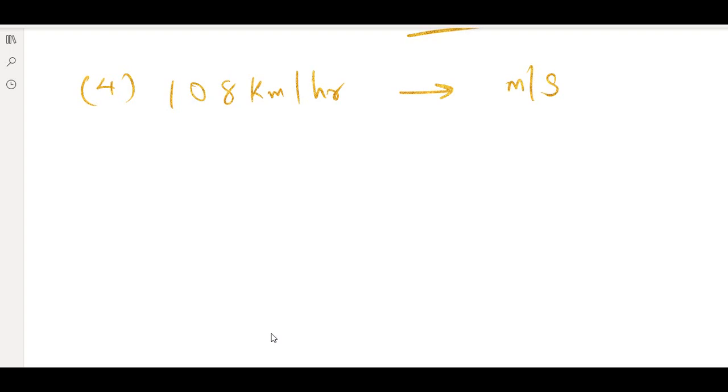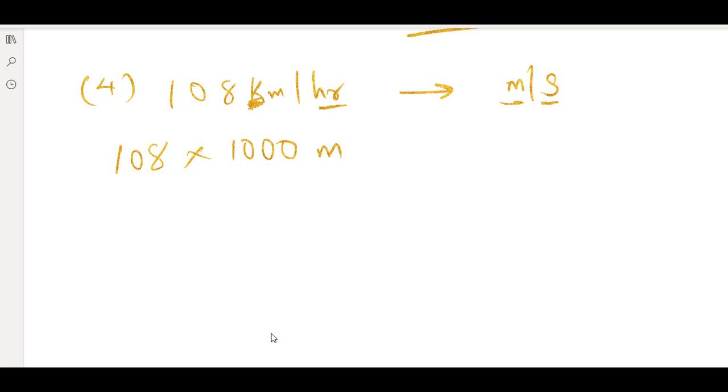Look at this. The difference here is that this one is kilometer, while this one is meter. So you first of all remove this kilo, and you have the meter. Then change the hour to second. As simple as that. 108, kilo is what? 1,000. So this is equivalent to 108 times 1,000 because of the kilometers.